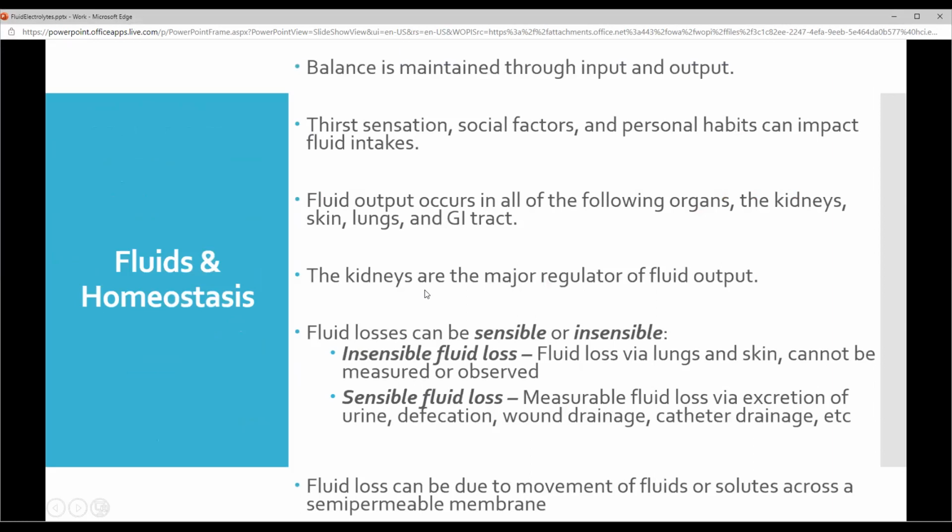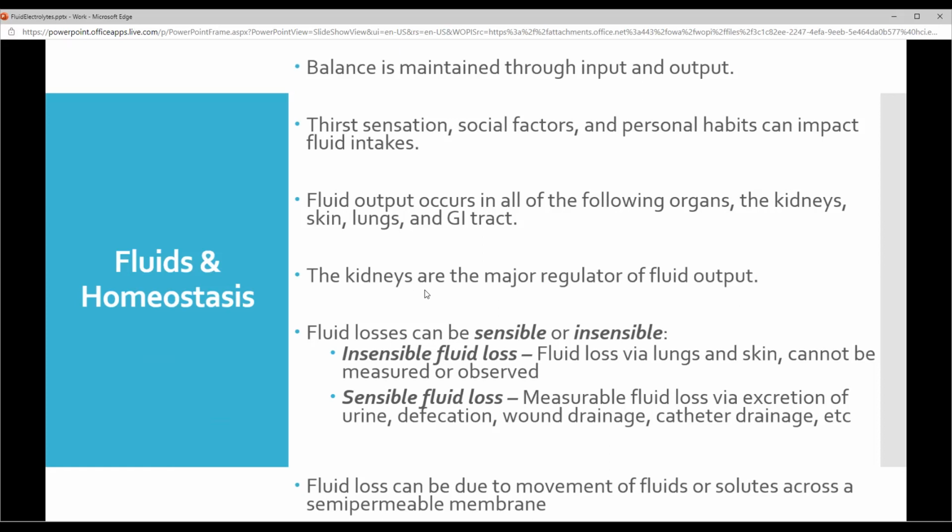So what do these fluids do? I mean, everyone knows about homeostasis, equilibrium. We're trying to keep balance. Balance is going to be maintained through input and output. It should be equal, right? The amount of fluid we put in should be the amount of fluid we excrete. Thirst, different social factors, personal habits, everything can affect your fluid intake, right?